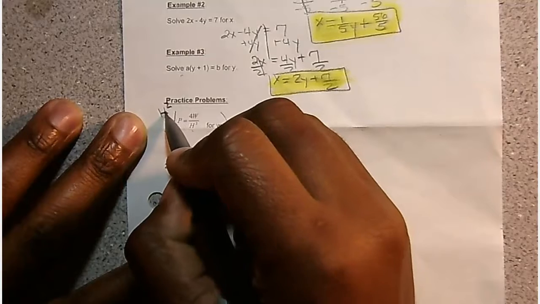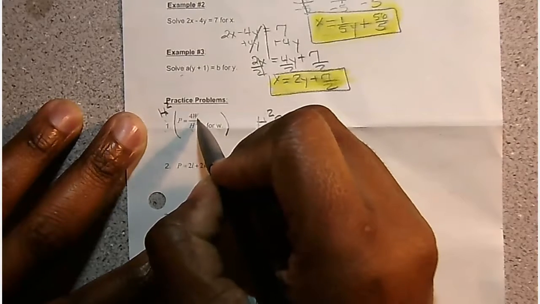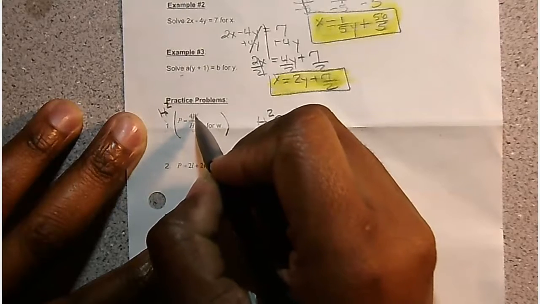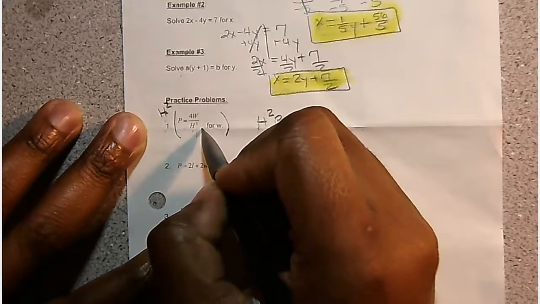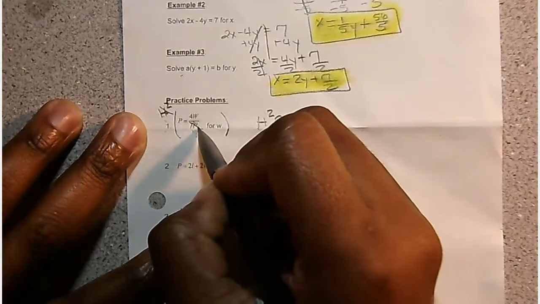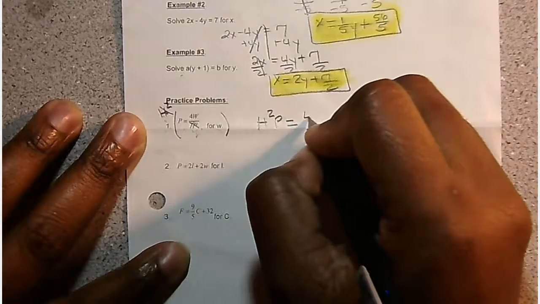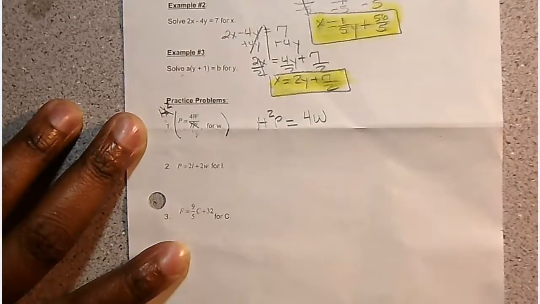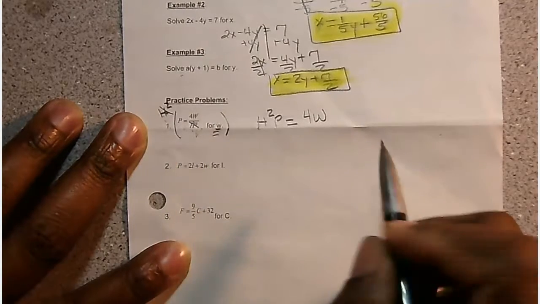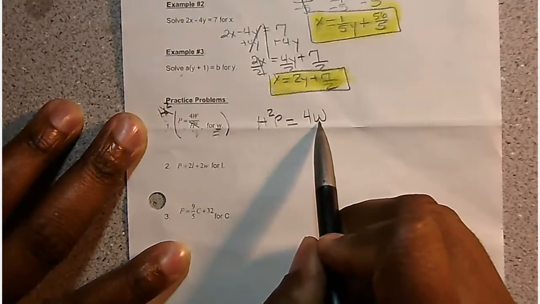And then if I multiply this term, this fraction, 4w over h squared, when I multiply it by h squared, then my h squareds cancel out. This is why we're multiplying it. And I just get 4w by itself. This literal equation tells me to solve for w. So I want this w by itself.